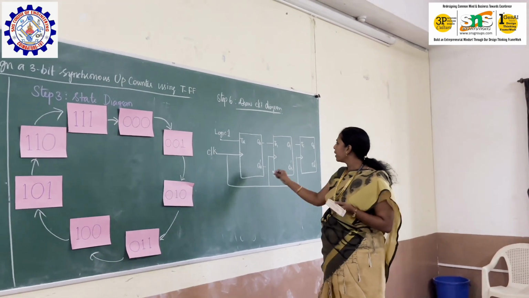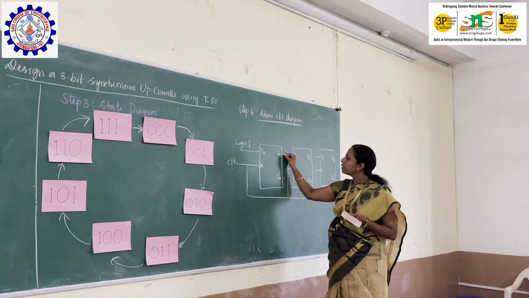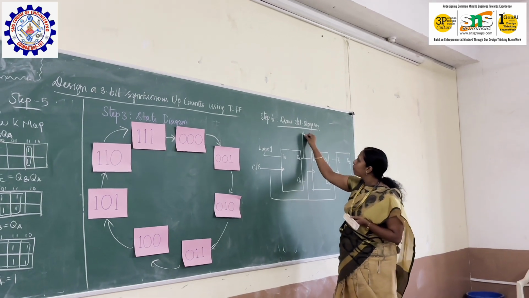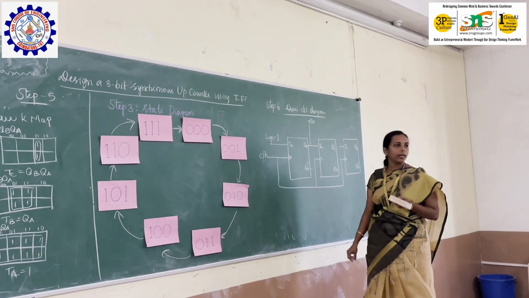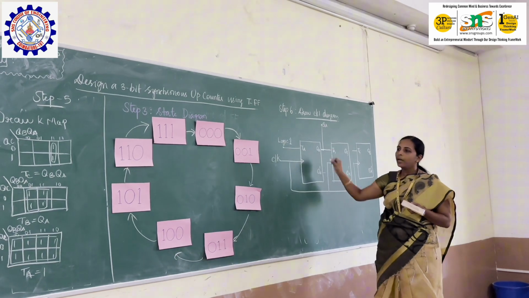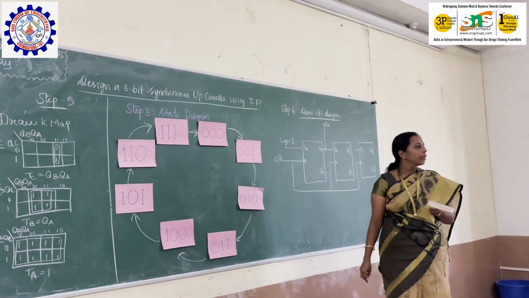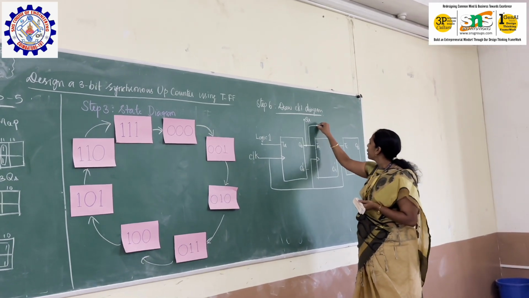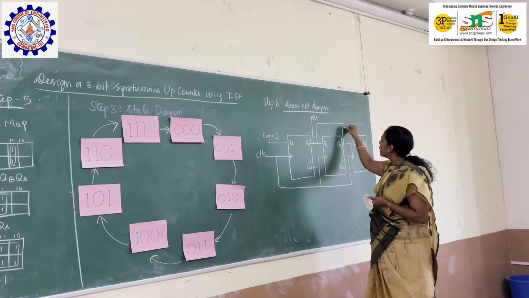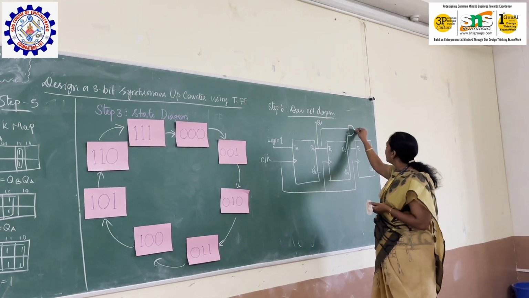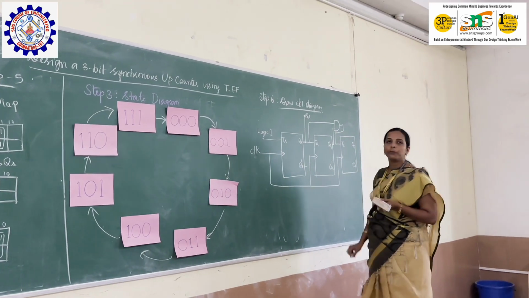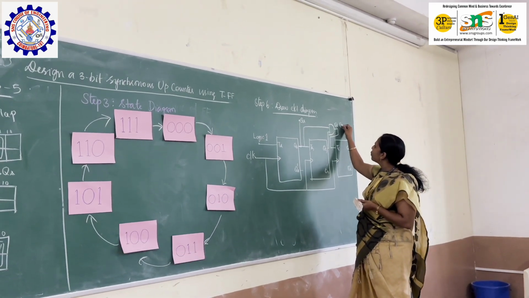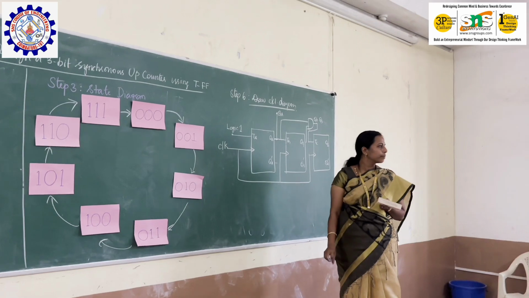For TB, QA is the input. So here comes the QA and directly connect QA to TB. If you want to tap output, because we need to count, you can tap QA from this point. And what is TC? QB and QA. Here I have QA, here I have QB. Give these two to an AND gate and give this output as input to TC. So at this point, QA and QB is equal to TC.